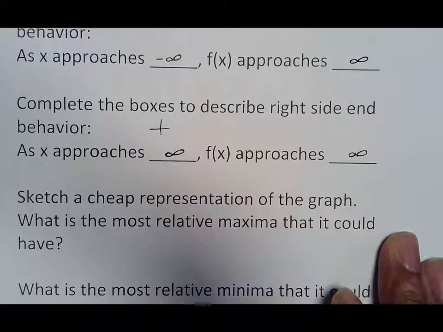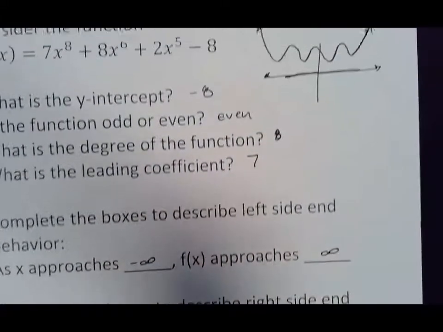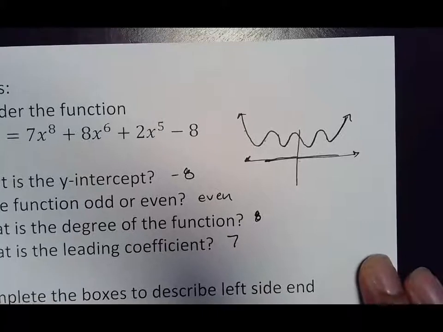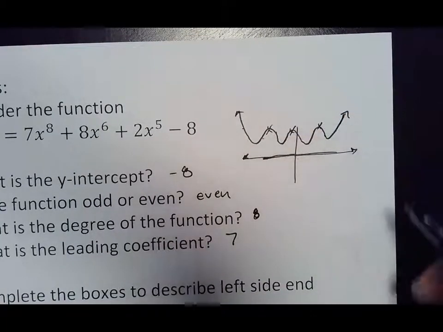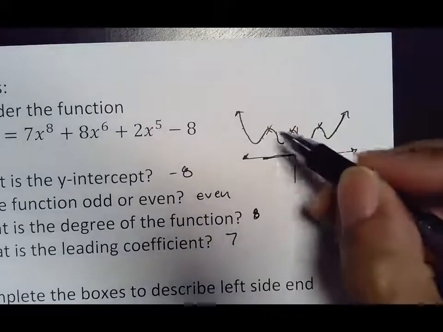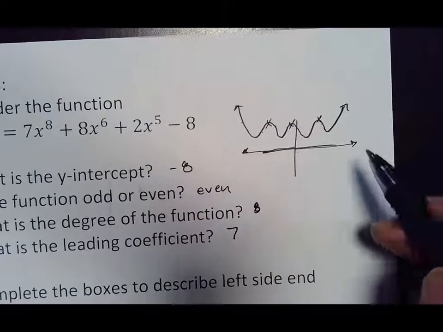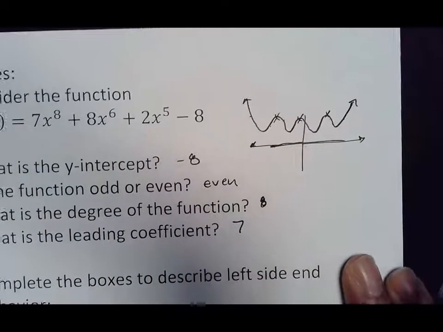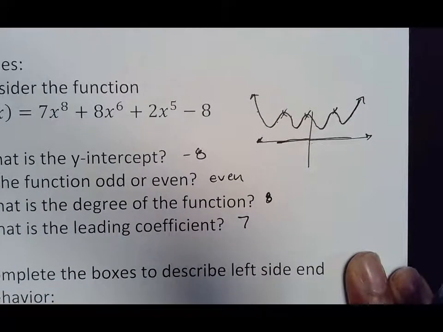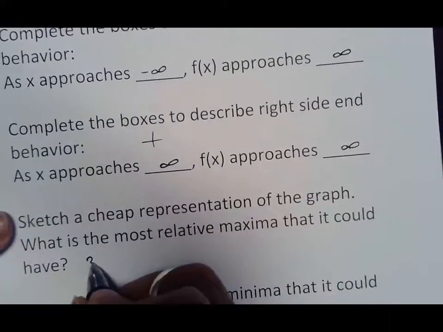And the most relative maxima that it could have. So relative maxima is the top of a hill. That's 1, that's 2, that's 3. Because if you make 8 shifts, 3 is the most you can have. Now here's the thing. The 8 does not mean it goes 8 directions, but it means it can go up to 8 directions. So that at least tells me a maximum, which is 3.